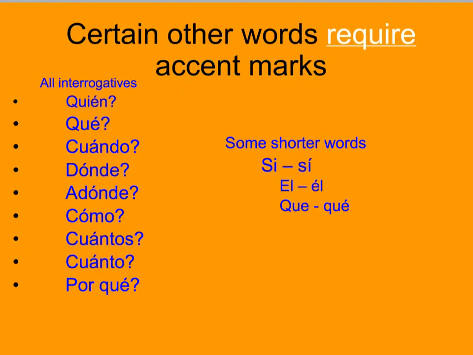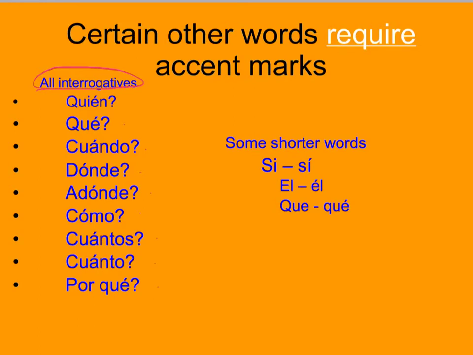Other words that have accent marks, by the way, would be every single interrogative word. So you'll notice when you're using the question words, we call them, who, what, when, where, to where, how many, how much, why, they are written with accent marks.